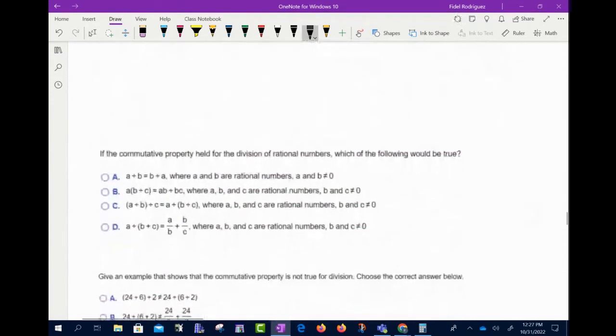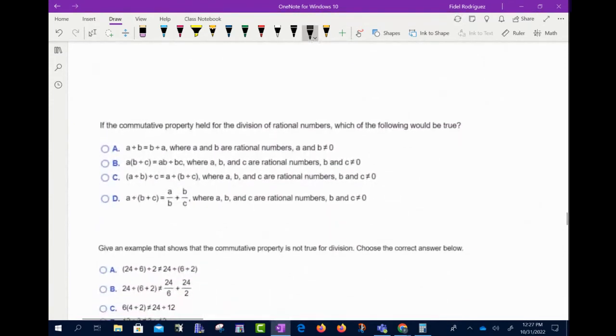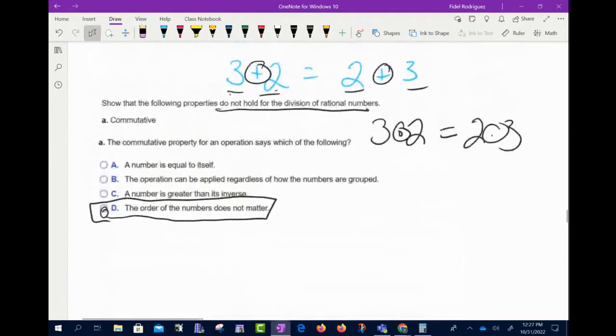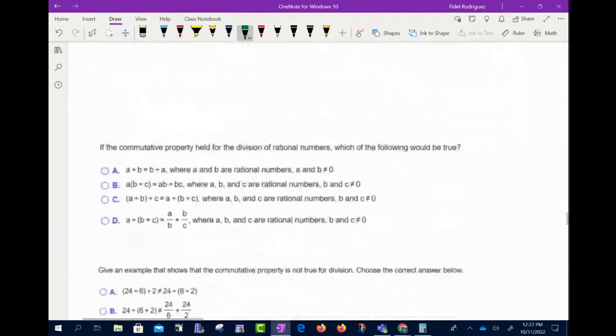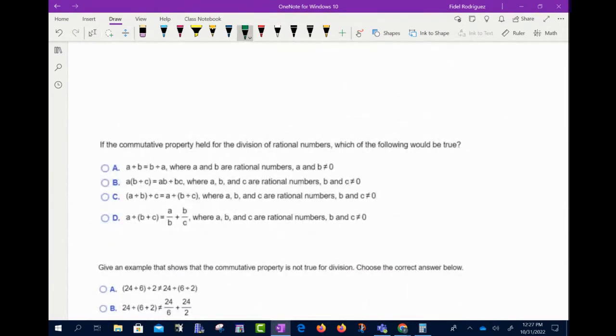Now, there is a part B to this problem, y'all, okay? And part B says, if the commutative property did hold, which of the following would be true? Remember, look how I'm doing these problems. All I'm doing is switching the order of the numbers, right? So when I do this part here, if it did hold true, look at A. All we're doing is switching the order of the numbers. So if it was true, that's what I would do, okay?